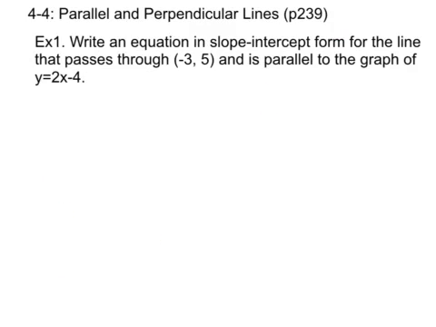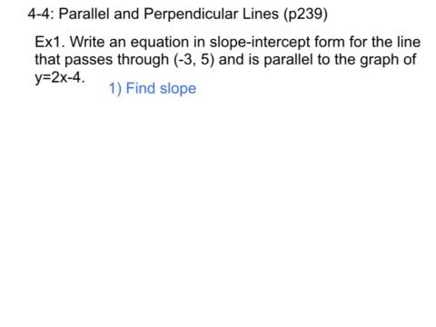So now we come to example number 1. Example number 1 on page 239. We have: write an equation in slope-intercept form for the line that passes through (-3, 5) and is parallel to the graph of y equals 2x minus 4. So the way that we do this, there's a couple of steps. First thing we have to do is find the slope.